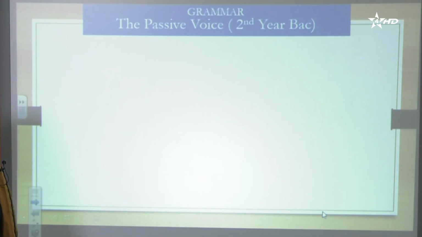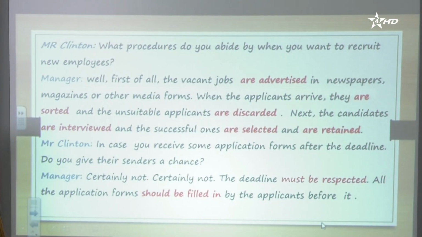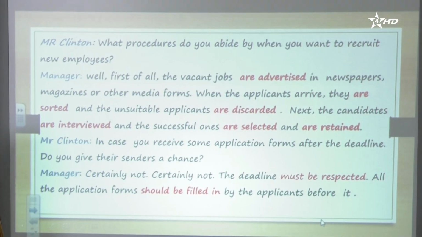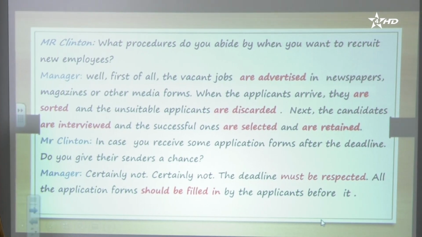Correction? Okay, let's check our answer. Well, first of all, the vacant jobs are advertised in newspapers. We need to add to be. Magazines or other media forms. When the applicants arrive, they are sorted and the unsuitable applicants are discarded. Next, the candidates are interviewed and the successful ones are selected and are retained.